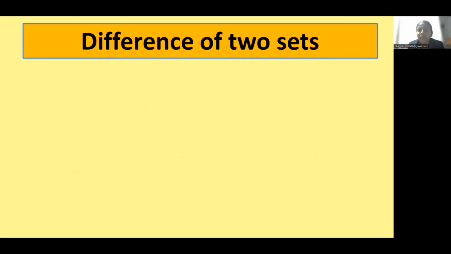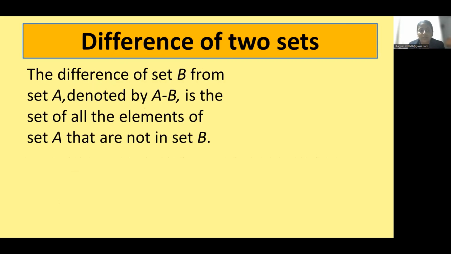Then the next point is difference of two sets. The difference of set B from set A, denoted by A minus B, is the set of all elements of set A that are not in set B.